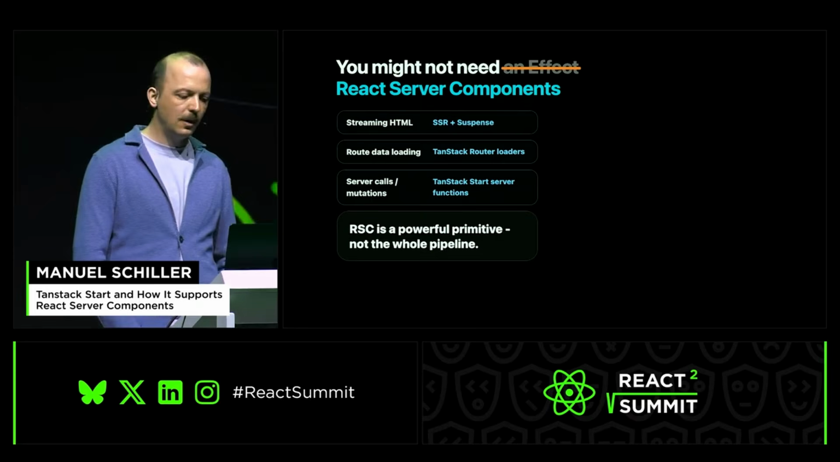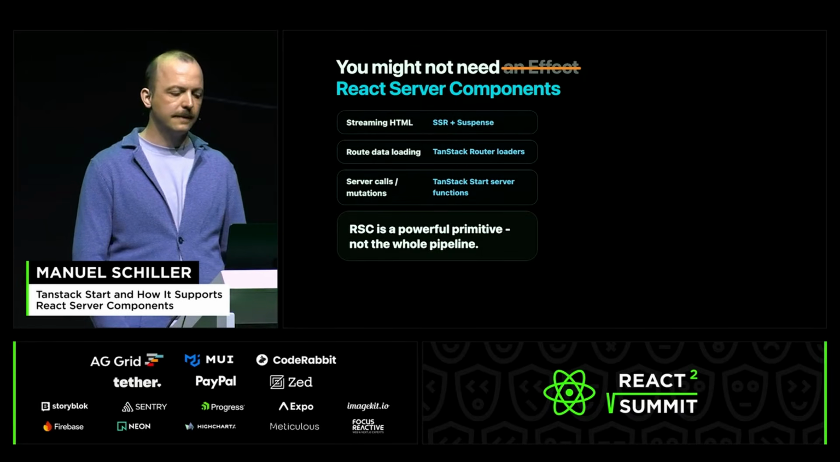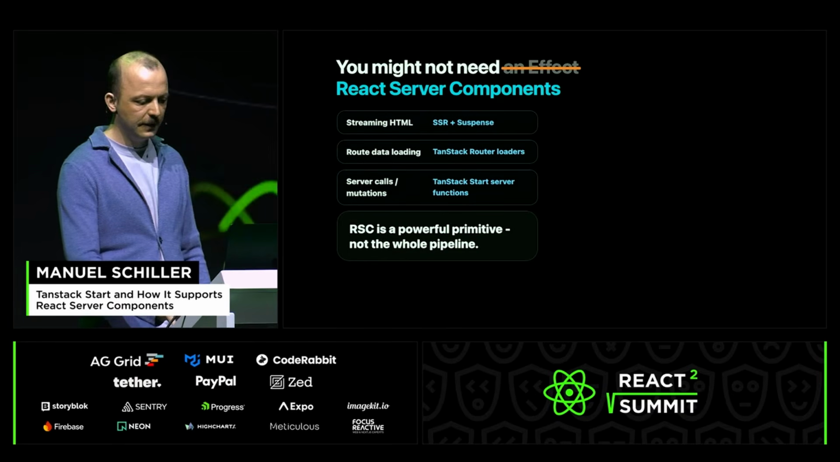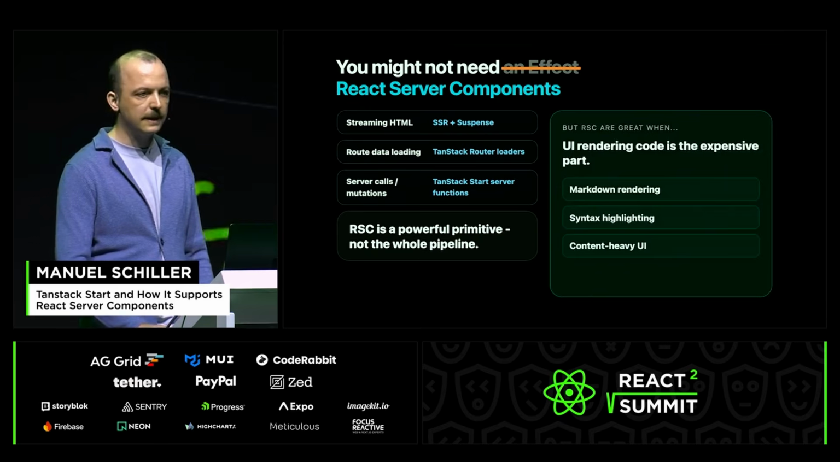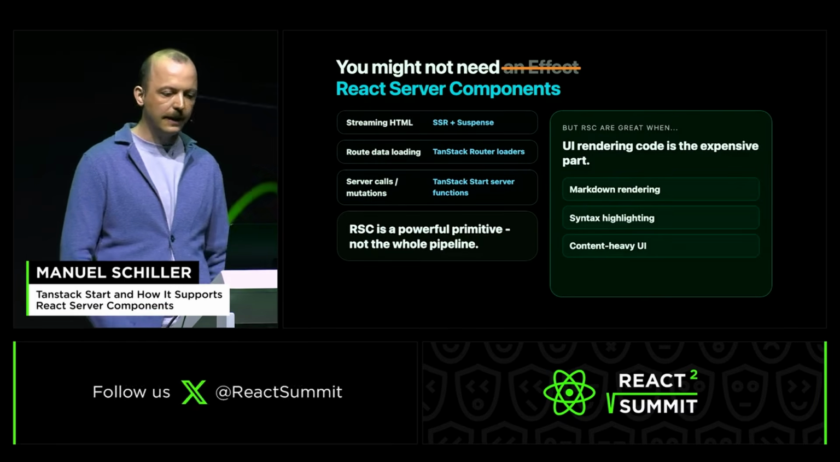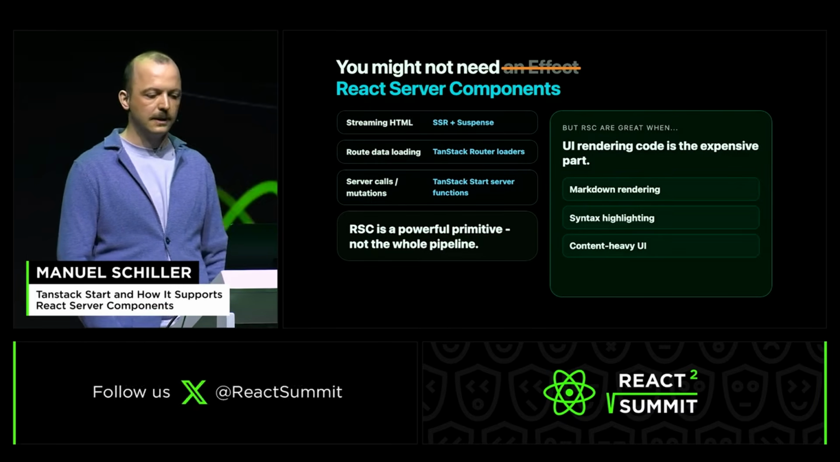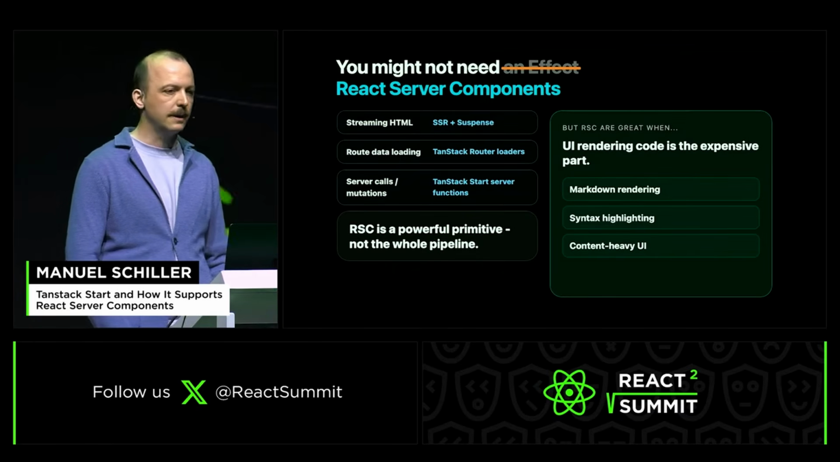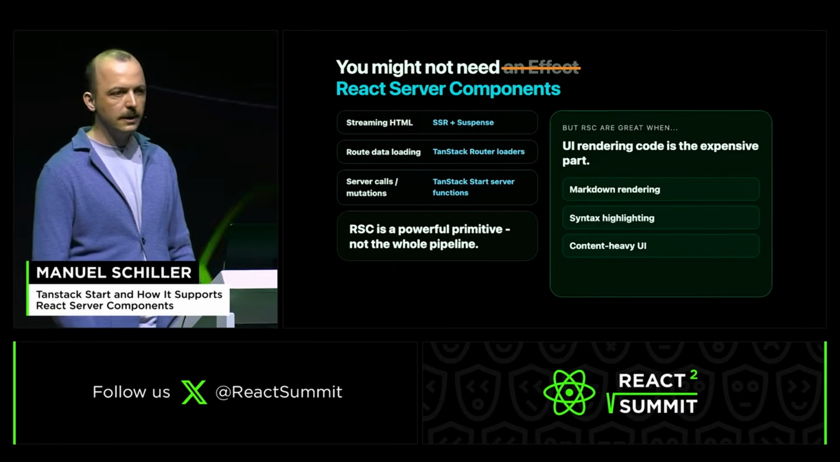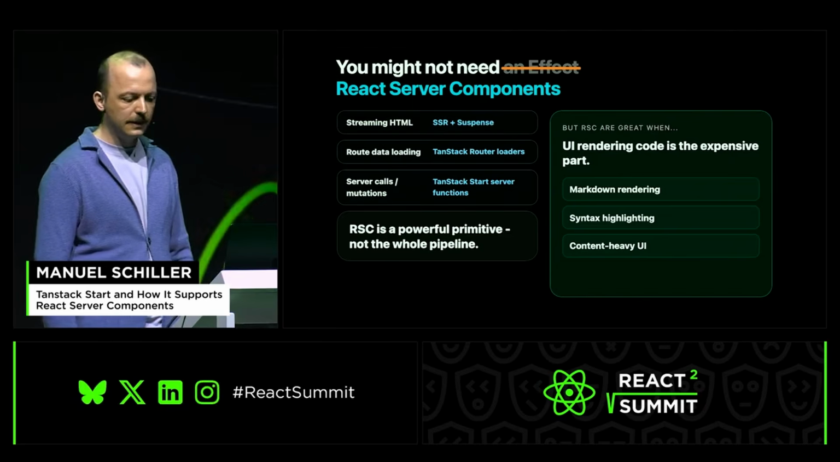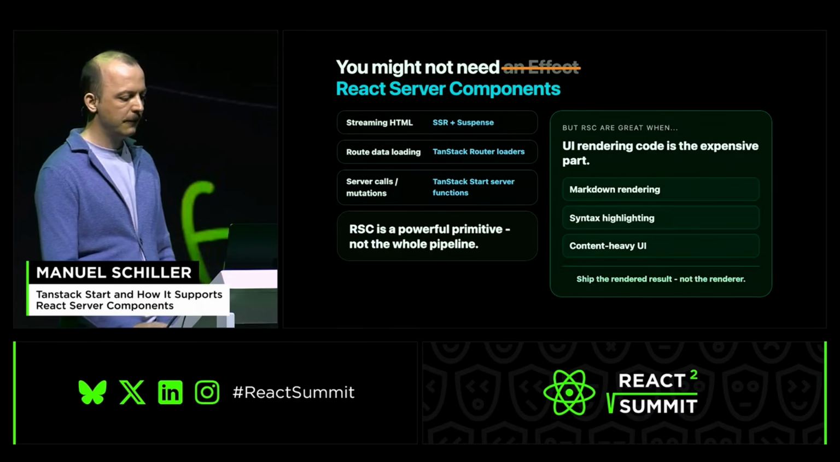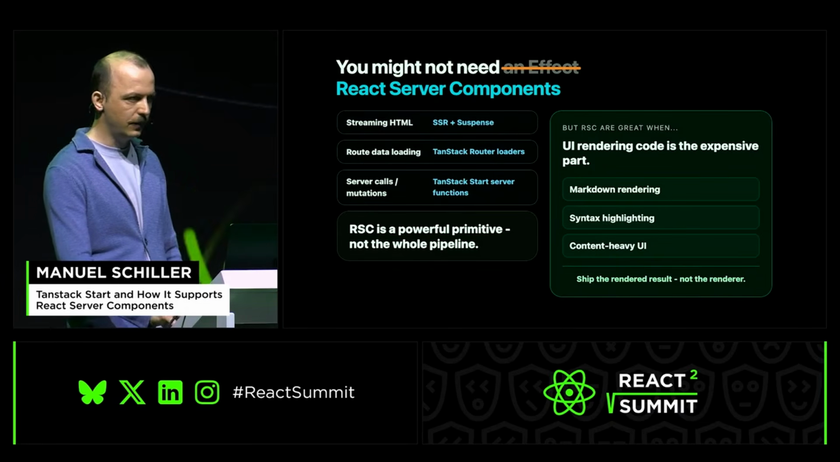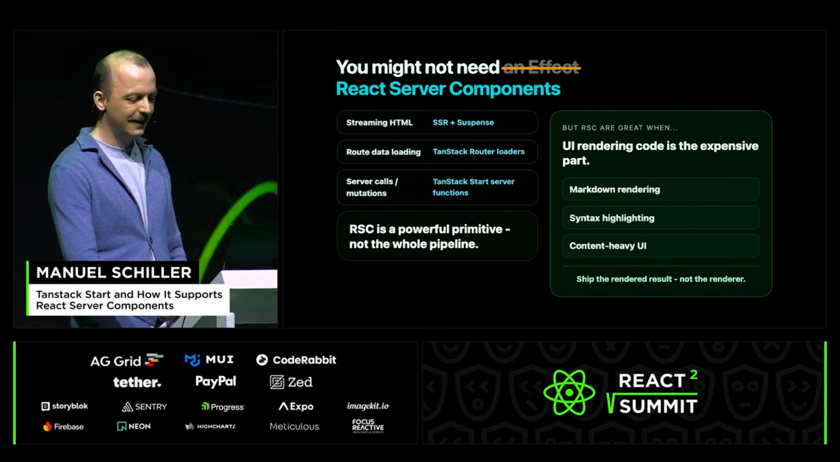So we already have quite good primitives for those concerns, but there are cases where RSC is a really good primitive, and that primitive is server-rendered UI. And it really shines when the UI rendering code is the expensive part, both in bundle size and in computing power. So common use cases are markdown rendering, syntax highlighting, and overall just content-heavy static UI where the browser doesn't need the renderer, but you want to ship the rendered result. Now, with that out of the way, let's look at how we treat React server components in TanStack Start.